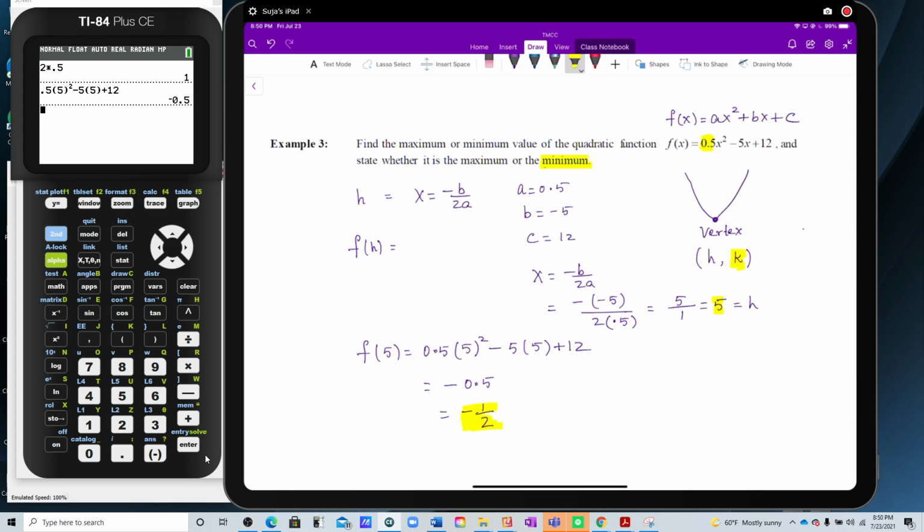And this is the answer for this problem. So it's asking to find the maximum or minimum value. So I can say that this has a minimum value, and the minimum value is negative 1 over 2.